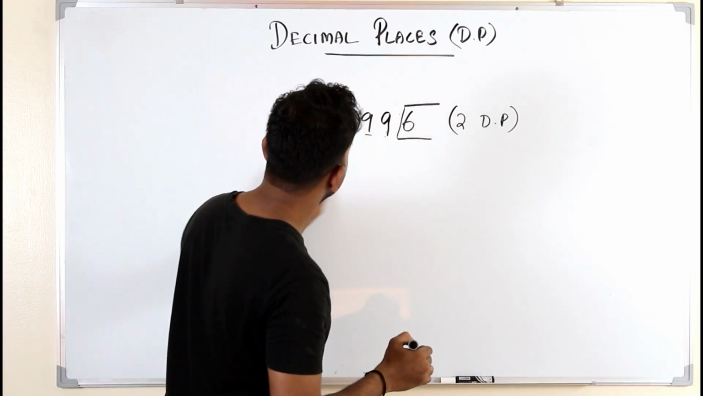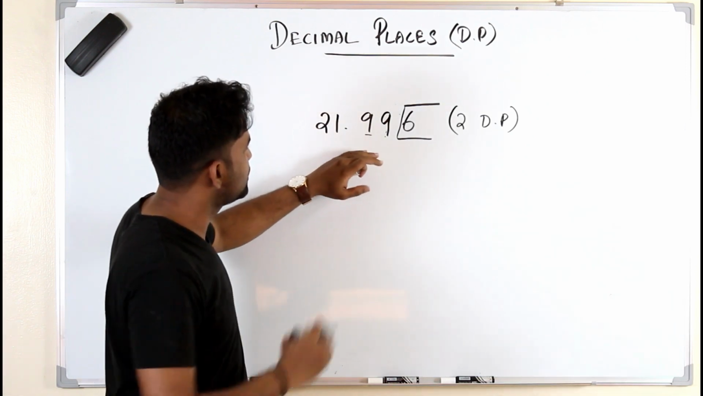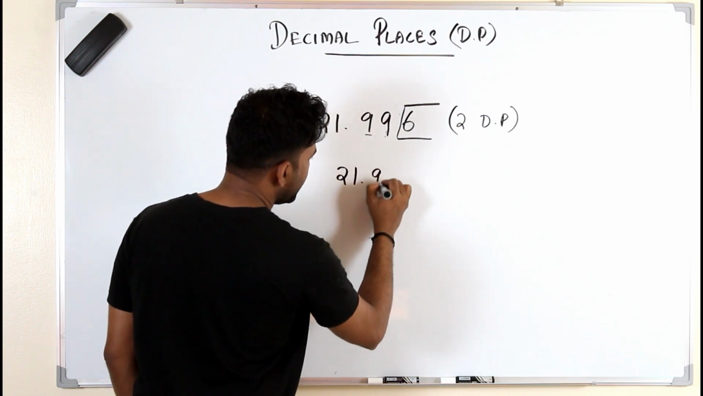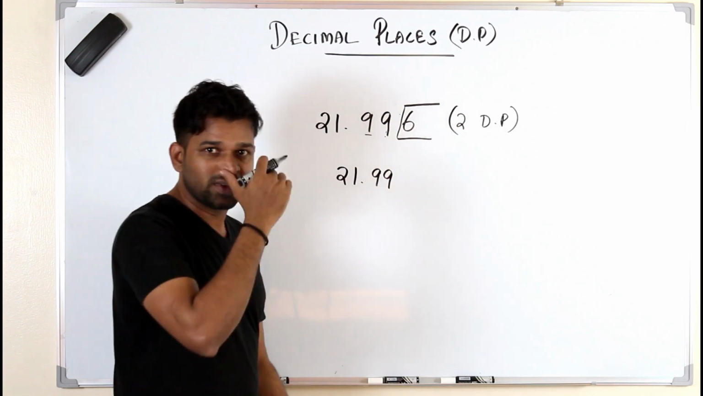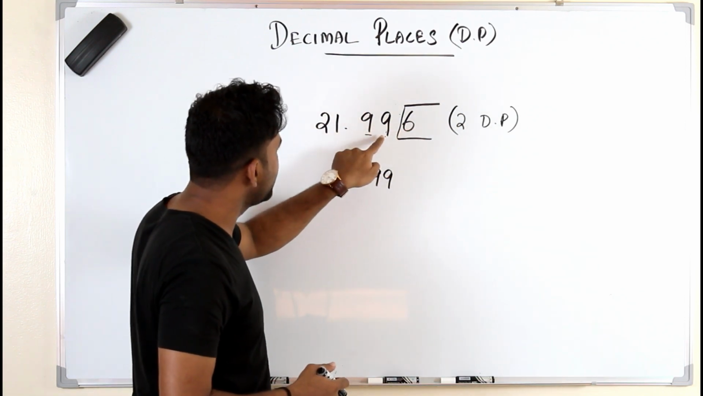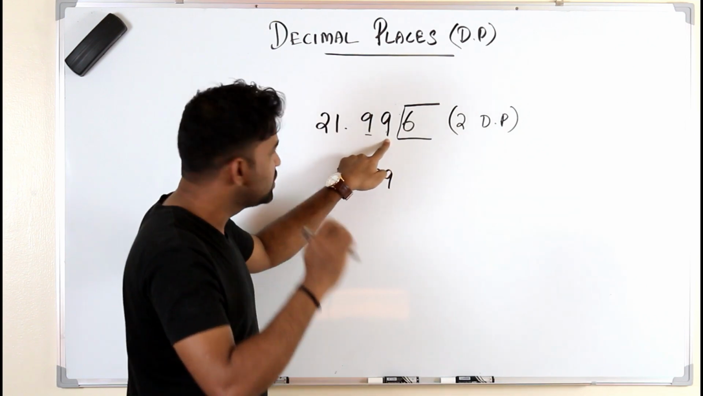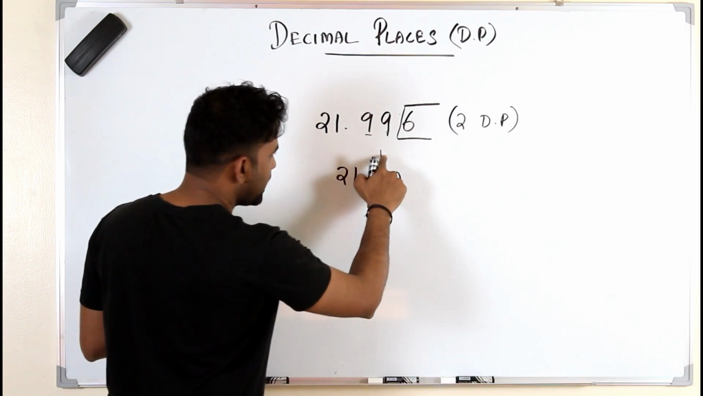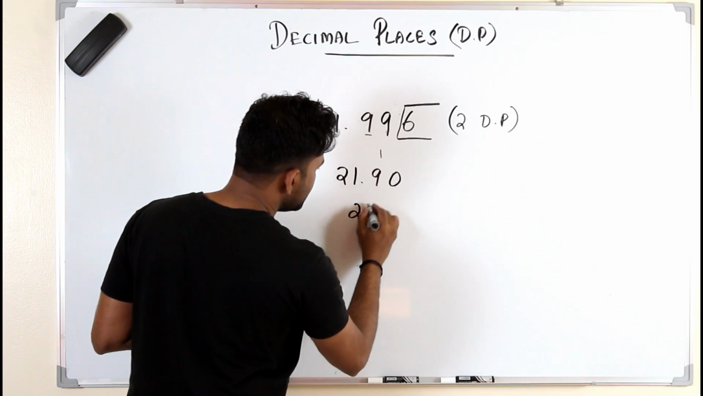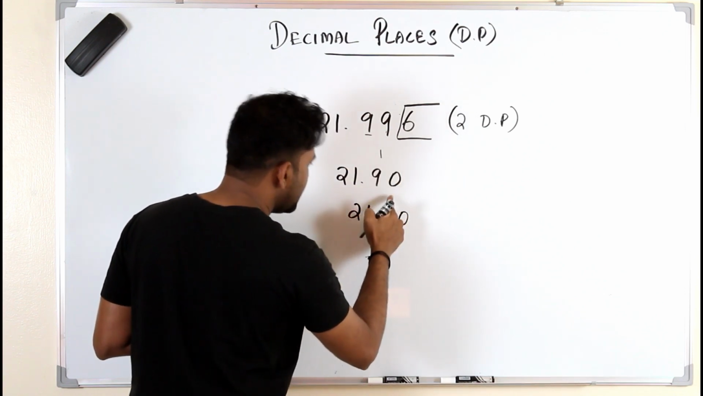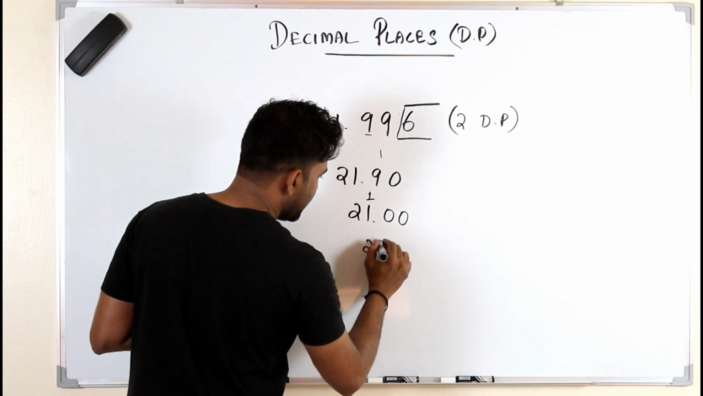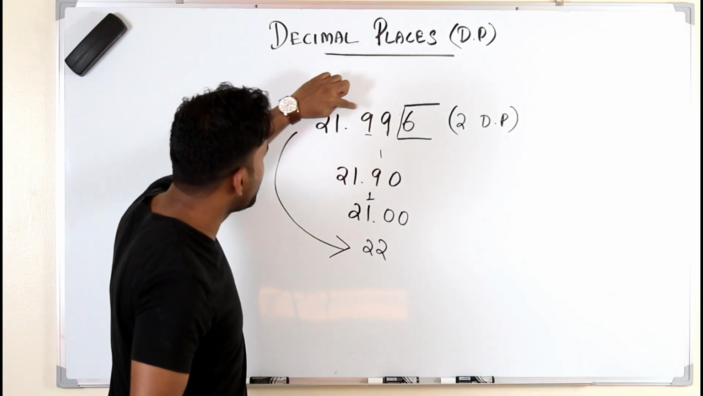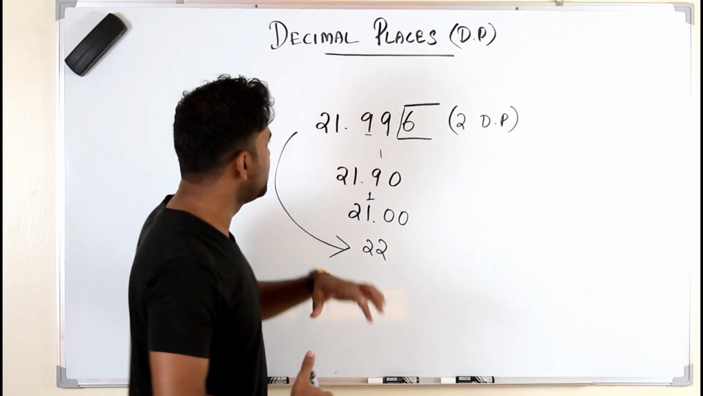But what if this number is 21.996? You need to write this number in 2 decimal places. So your answer will be 21.99, and we omit the rest of the digits. When you omit, since it is more than 5, you add 1 here. So when you add 1 here, this 9 becomes 0, and the remainder 1 goes here. Again, 9 plus 1 is 10, the remainder 1 goes here, and your answer will be 22.